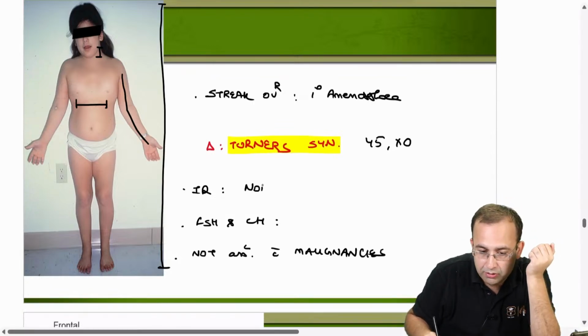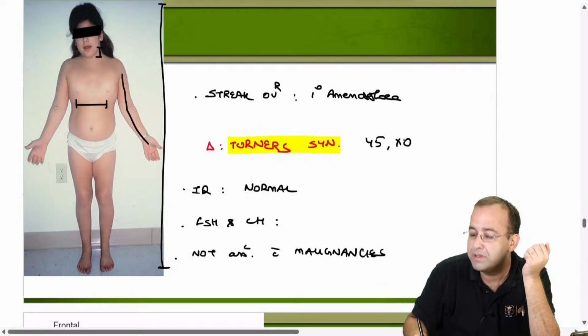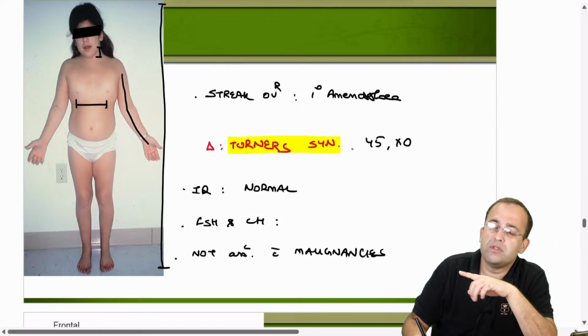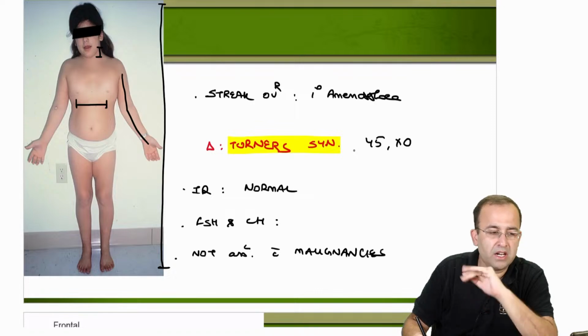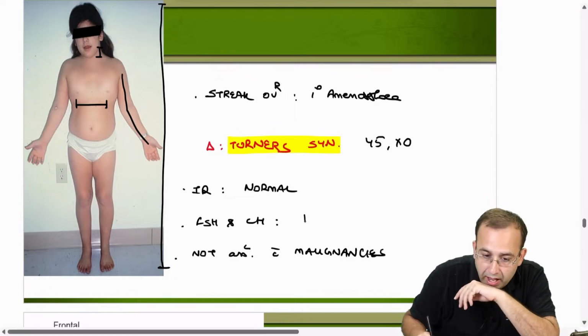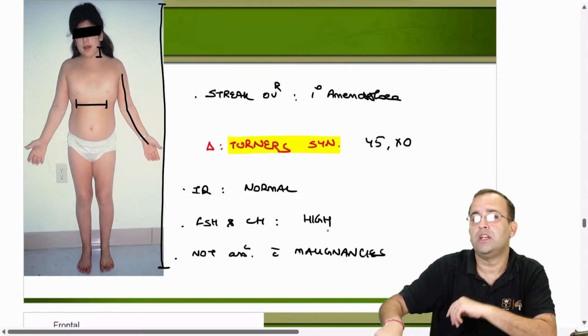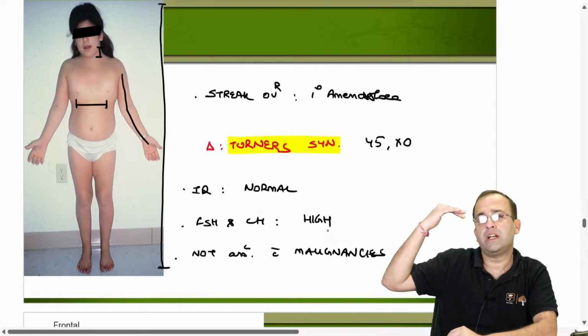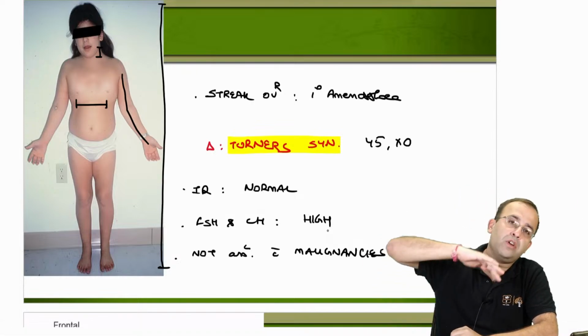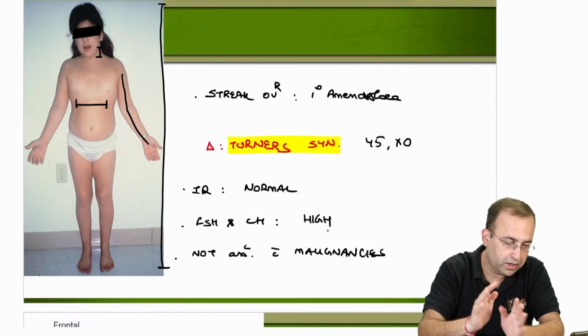But IQ, normal. This is 45 X, so 1 X chromosome is less. This does not mean IQ is high, IQ normal. FSH and LH, low, normal, high. FSH and LH high. Why? Because the hypothalamic pituitary axis is trying to stimulate the ovaries. So FSH and LH is high.